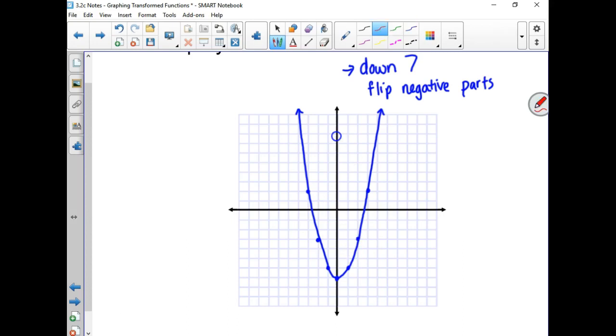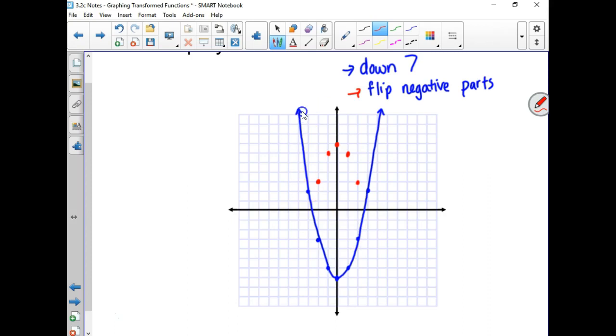So I'm going to do this in red. And so this point right here will flip up here. This point right here is going to go here. That vertex will be here, here, and here. Okay, so we flip those points over the x-axis, and this is what we're going to do.